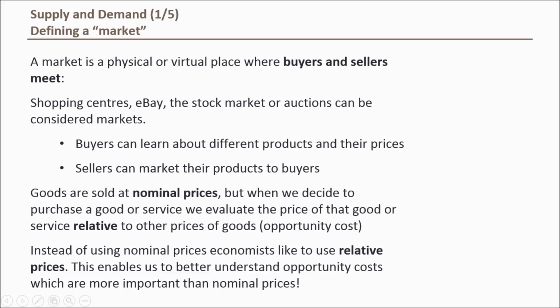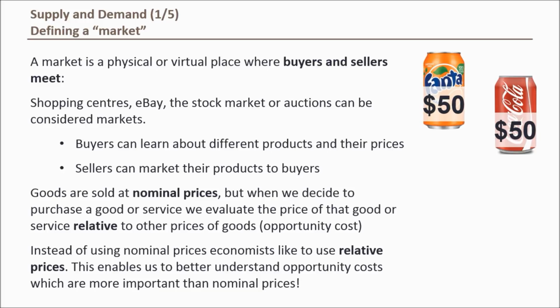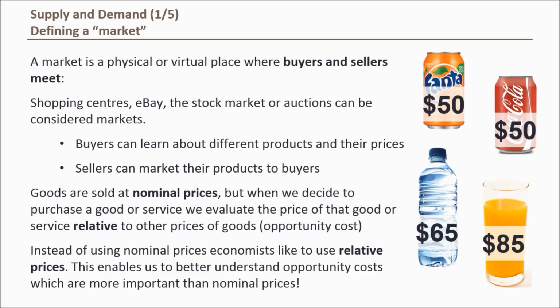For example, if I told you that a can of Fanta costs $50, you would probably think that this is quite expensive. But what if I told you that it is the year 2040 and that the cost of a can of cola was $50 and that bottled water cost $65, or that orange juice costs $85? All of a sudden, the Fanta no longer seems that expensive. In fact, it's the same price as cola, which is what we find in stores today.